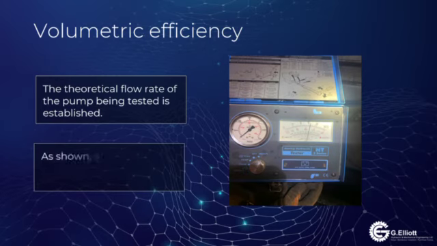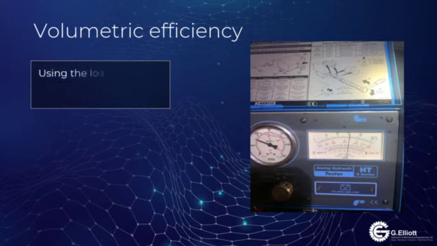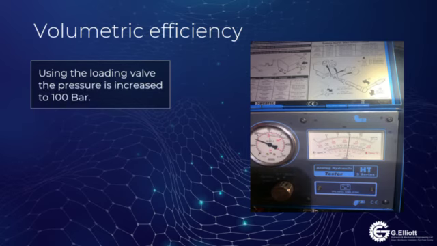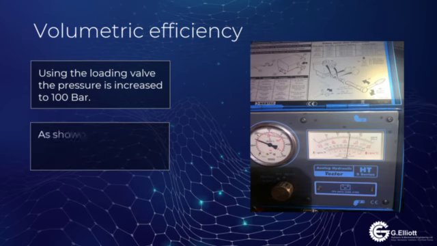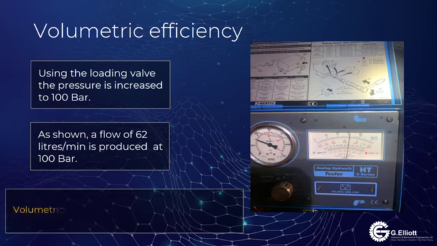As shown, at zero pressure a flow of 64 liters per minute is produced. Using the loading valve, the pressure is increased to 100 bar. As shown, a flow of 62 liters per minute is produced at 100 bar. The volumetric efficiency of the pump at 100 bar is 97%.